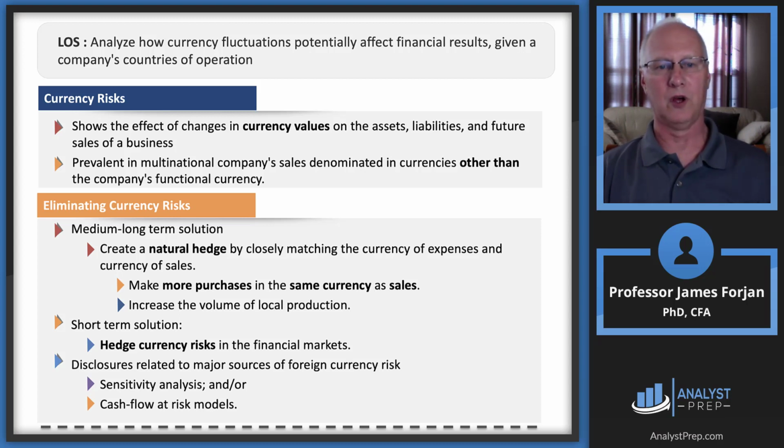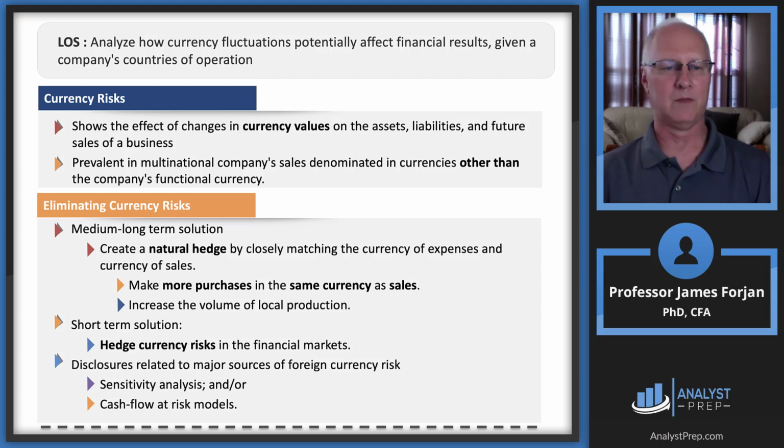But we can also create a natural hedge by closely matching the currency of expenses and the currency of sales. So this is, I hate to use this example. I don't want to say it's identical, but in my mind it is. From a big picture standpoint, this is just like matching the duration of the assets to the duration of the liability. Now that's an investment kind of a thing. Here, this is more of okay, what do we make and where do we make it and what's our supply chain look like? But you can create a natural hedge.